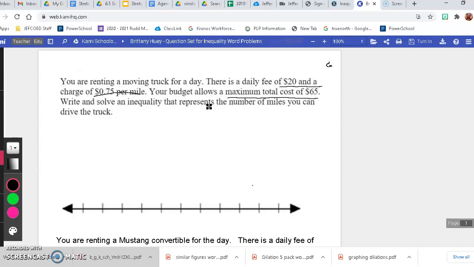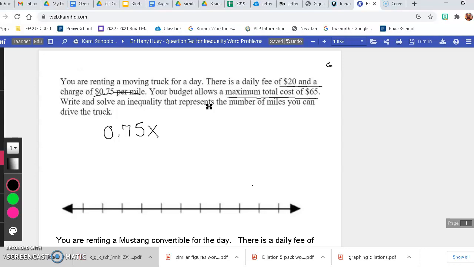Now, if we think back to the other week when we talked about if you see something per, that's a big, huge clue that that's our unit rate. Our unit rate in our problems always goes with our variables. So we know that we got 75 cents per mile, and I just use x. You can use them if you like. Doesn't really matter the letter.